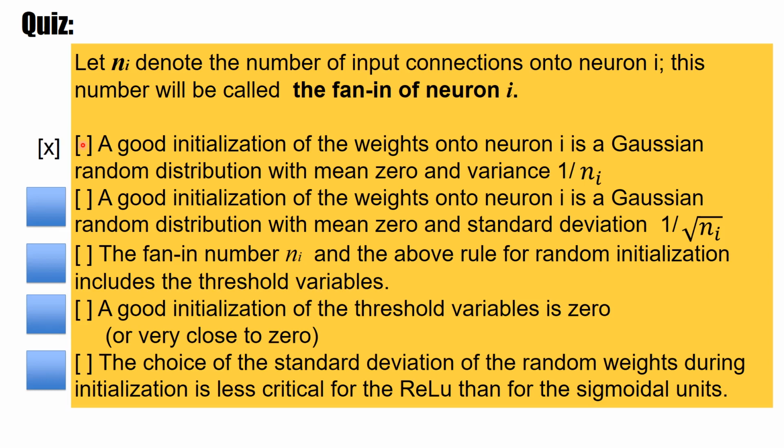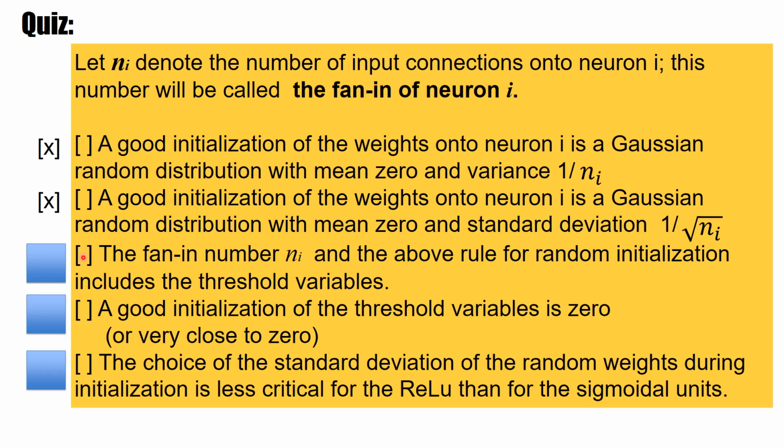And yes, this is correct. This is what the calculation was all about. Second claim. A good initialization of the weights onto neuron i is a Gaussian random distribution with mean 0 and standard deviation 1 over square root of Ni. If you agree, raise your hand now. And yes, this is also correct. This is in fact the same. The only reason I put it here is because this is how it's usually written down in the textbooks.